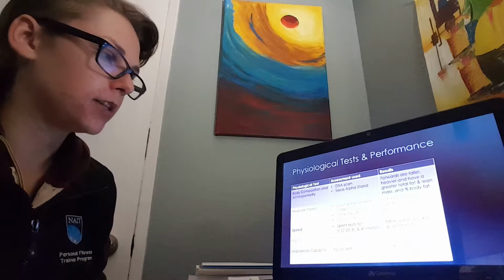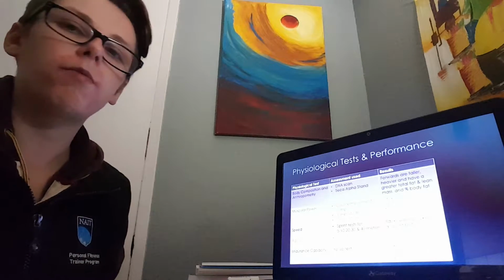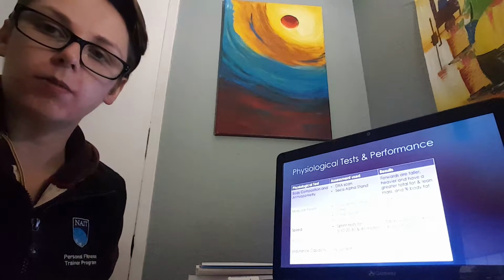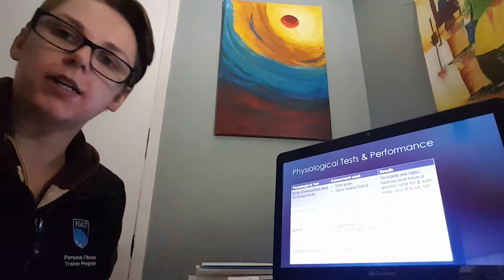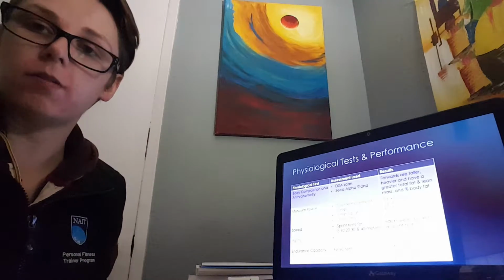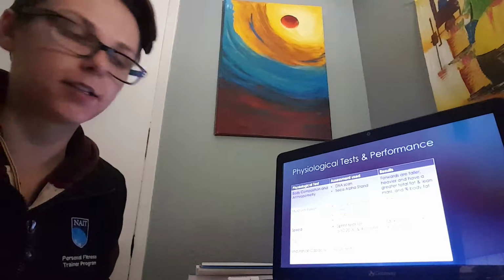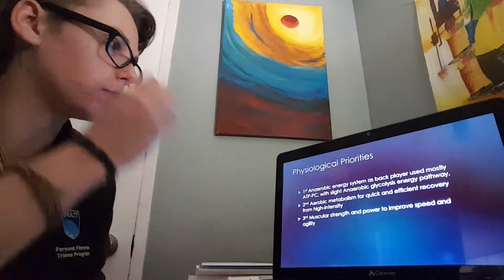And then the endurance capacity was done by the yo-yo test. So both scored relatively close, but the backs did score a little bit higher than the forwards, which makes sense because they're more the runners and the sprinters, so it makes sense that they would have a little bit higher endurance capacity than the forwards would.